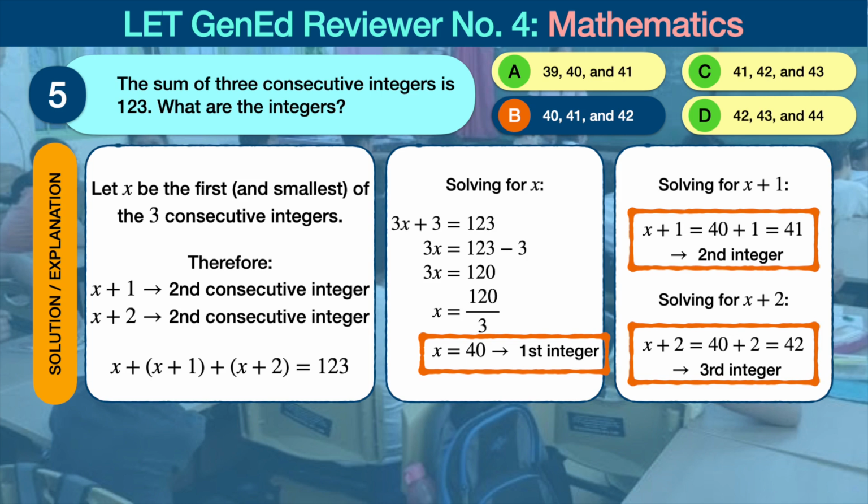Now let's solve for x. We should arrive at 40 as the answer. This is our first and smallest of the three consecutive integers we are looking for. To solve for the second and third integers, let's substitute the value of x that we computed to x plus 1 and x plus 2, respectively. Therefore, the three consecutive integers are 40, 41, and 42.